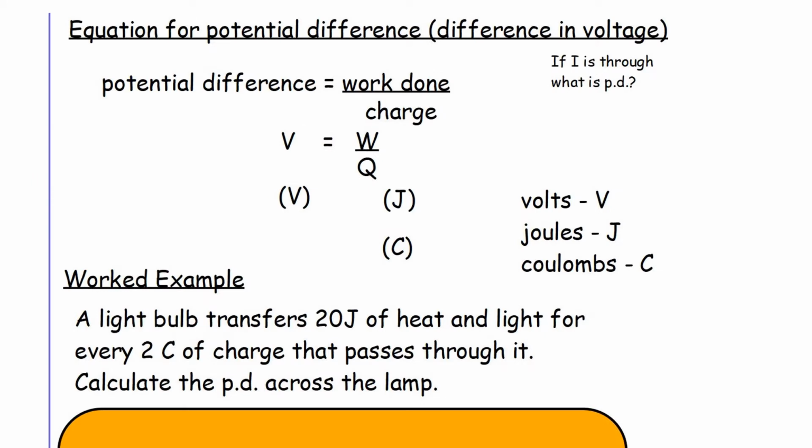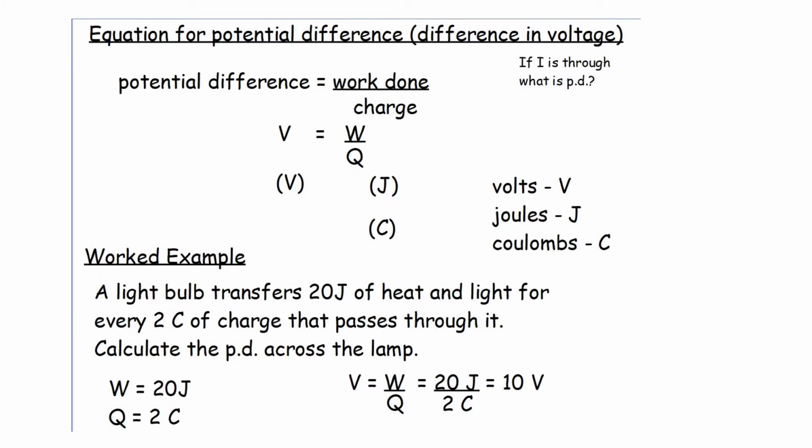Here's a question, a worked example for you to try. A light bulb transfers 20 joules of heat and light for every 2 coulomb of charge that passes through it. Calculate the potential difference across the lamp. So we're going to use this equation, V equals W over Q. So it's 20 joules divided by 2 coulombs equals 10 volts. Check your working. Hopefully that's fairly straightforward.